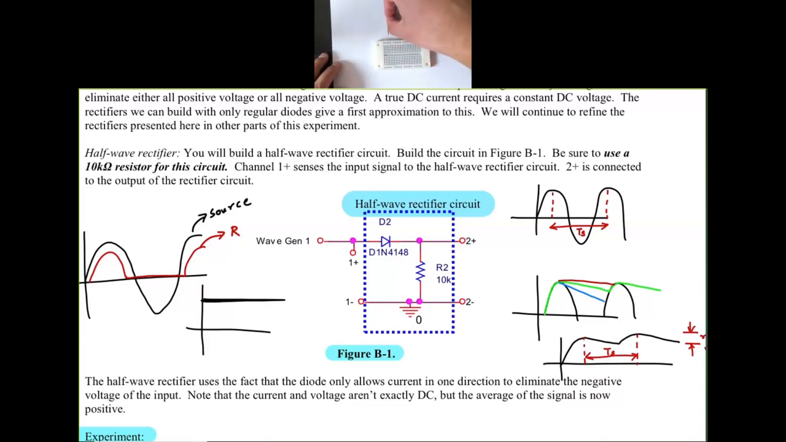Then I'm going to start off with looking at the diagram. I have wave gen coming in, so I have a yellow wire. So I'm going to connect my yellow wave gen.